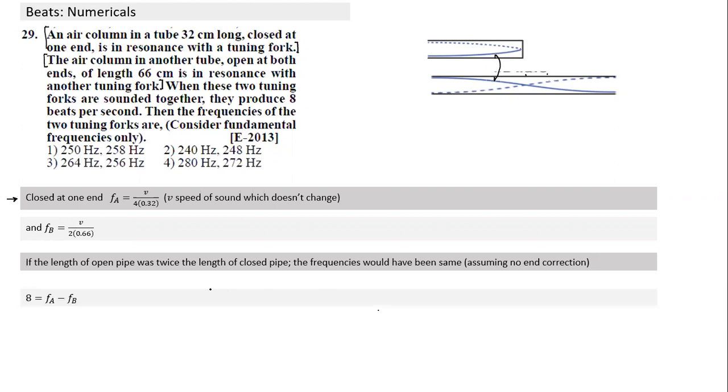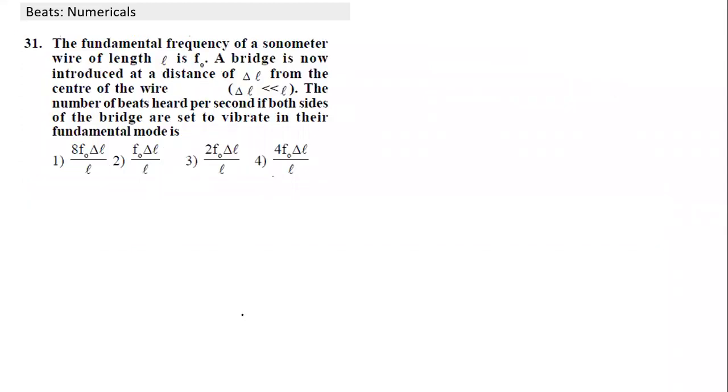And what is the difference in frequency between the two? The 8 is given as FA minus FB. So this frequency becomes slightly smaller. When we do FA minus FB, we find the speed of sound first here. And after finding the speed of sound, we substitute the value, and we can find FA and FB. Both the values can be solved for. Okay. This is slightly different.